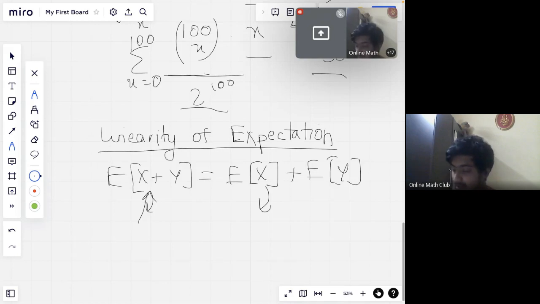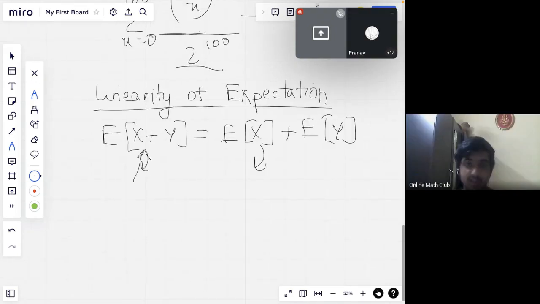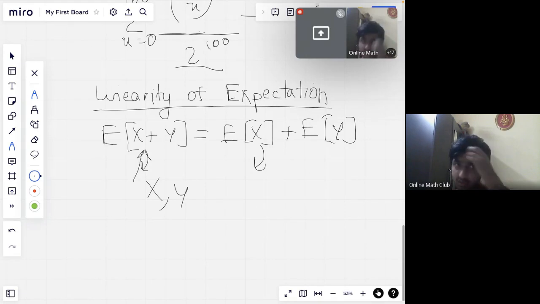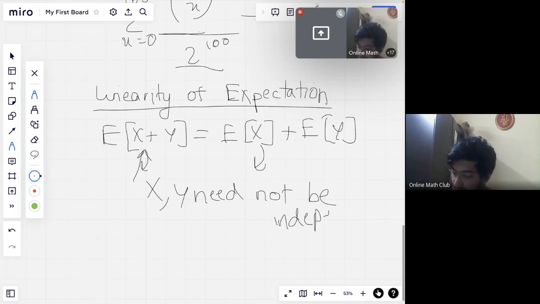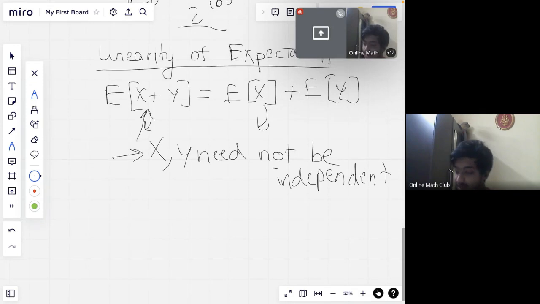But I'll come to that in a moment, right? Let's take X and Y as an example of this. Shouldn't they be independent here? It's not necessary. Fine. X and Y need not be independent at all. They can be anything actually. They need not be independent. That means these two events need not depend on each other. They can depend on each other, or they don't need to. It doesn't matter.